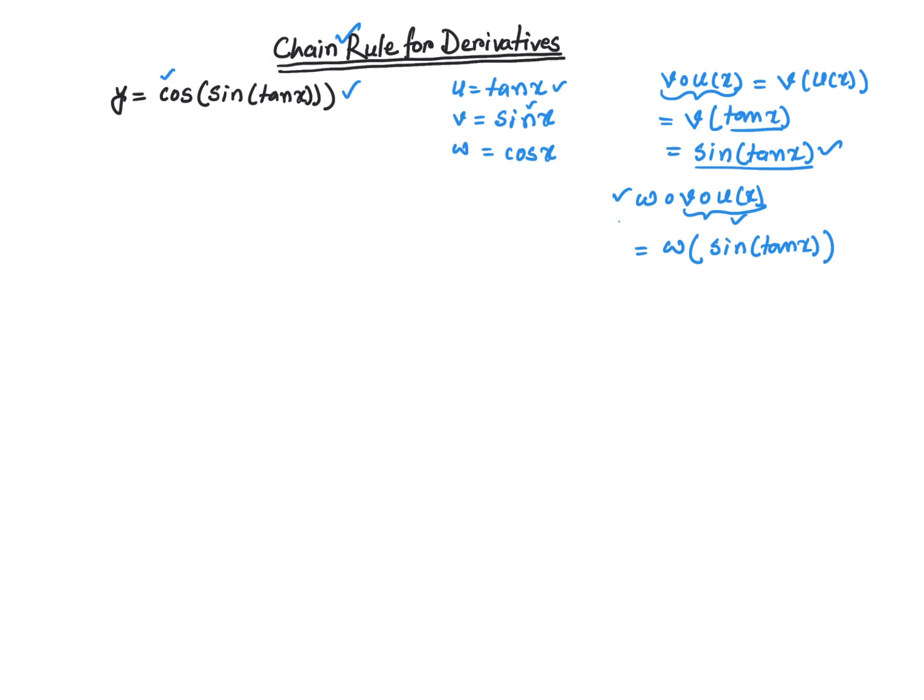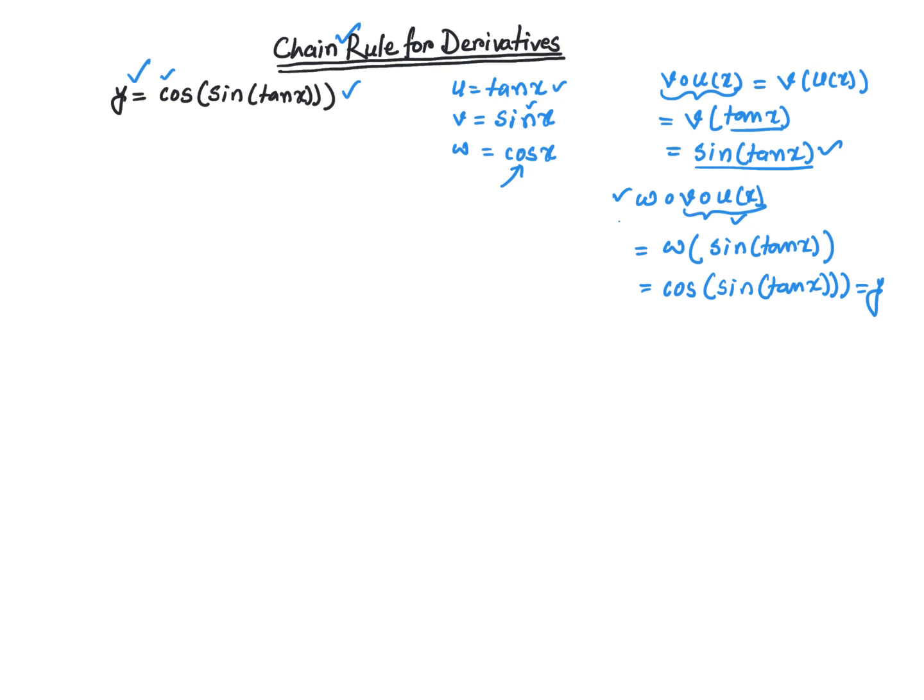Now, what does w do to the input? It applies cosine function to it, okay? So it's going to be cosine of sine of tangent of x. Now, if you look at it, this is the same as y. So this is equal to y.